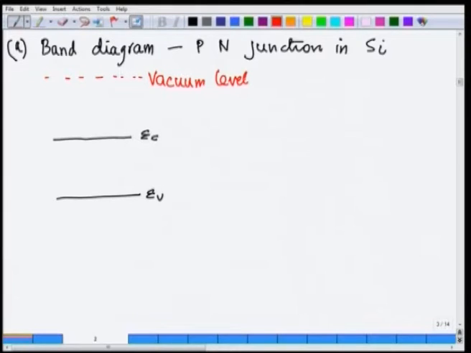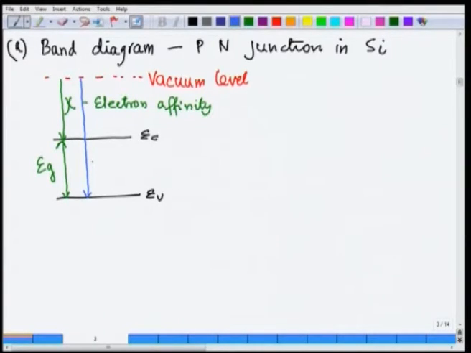Let us choose this as a reference and we will measure all energies from here. What are the important energies with respect to this vacuum level? Now, one energy is this energy, which is defined as electron affinity. Other energy, of course, you already know is the band gap. So, that sets another energy level which is like this one. This is called ionization potential.